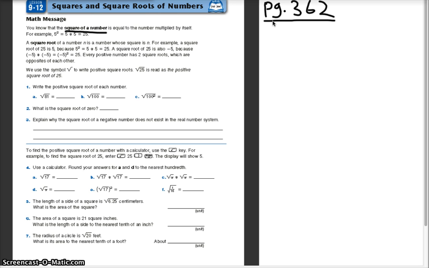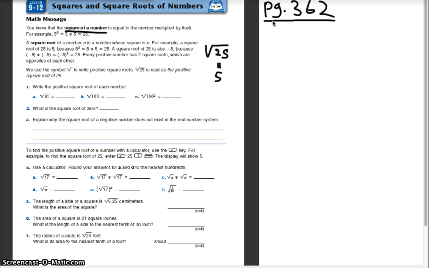Now the square root is the opposite. You're trying to break down what number is the square to equal that number. So what number times itself is going to equal that number. So example, we would do the square root of 25, and we're trying to find out what number do we square to equal 25. So that would obviously be 5. The answer to this problem would be 5.